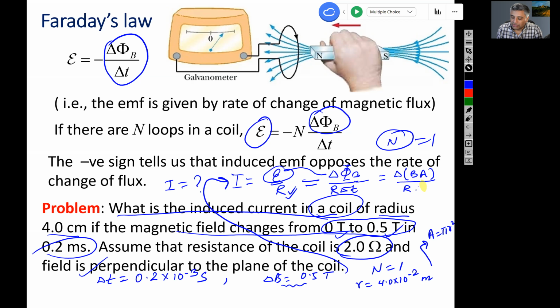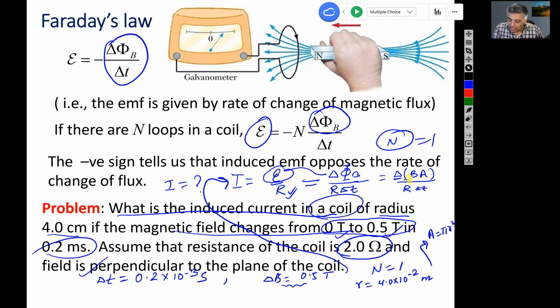R times delta T. So this change in flux can come from 3 different situations. If angle changes, that can change, but angle is not changing here, fixed, okay? So angle is not changing. Area of the coil not shrinking or increasing, okay? So area is not changing. What is changing? Then B is changing.